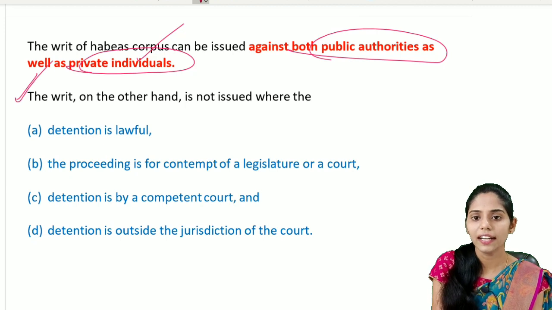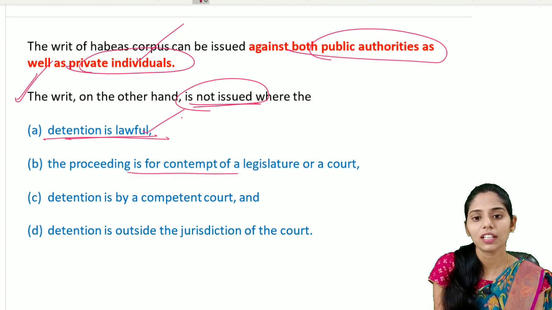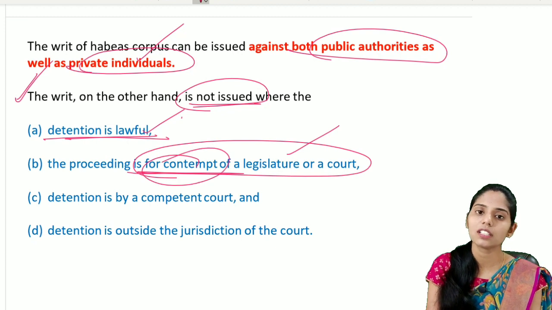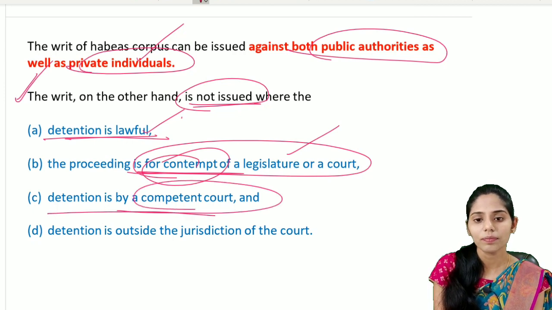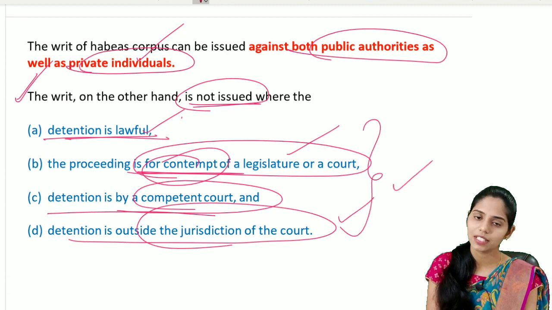The writ, on the other hand, is not issued when the detention is lawful, correct? The next one is proceedings for the contempt of a legislature or a court. When there is contempt of court, be it civil contempt or criminal contempt, it will not be accepted. The next one is detention by a contempt court. And the next one is detention outside the jurisdiction of the court. In these cases, it will not be accepted.